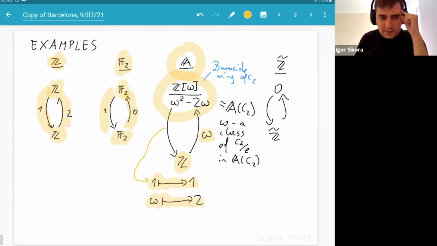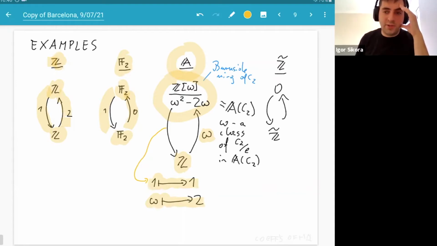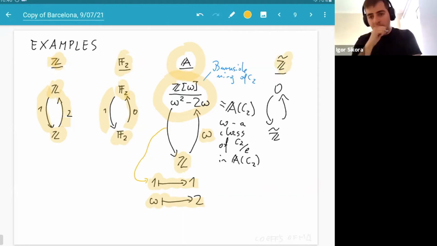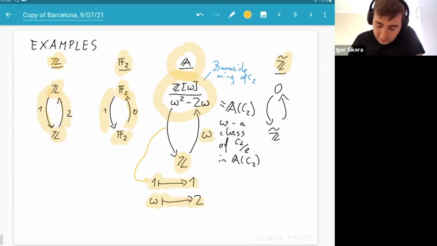And yet another example, which will be an example of a Mackey functor with a non-trivial action on the e level. This will be the fixed points Mackey functor of Z twiddle. Here Z twiddle means the integers with the action given by the sign. So this Mackey functor is given by Z twiddle on the bottom level and 0 on the top level, and the restriction and transfer are obvious here.